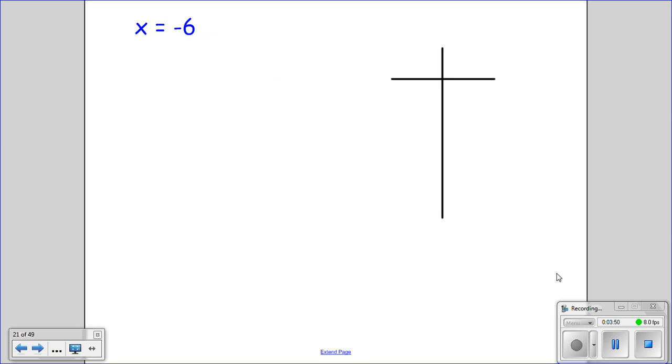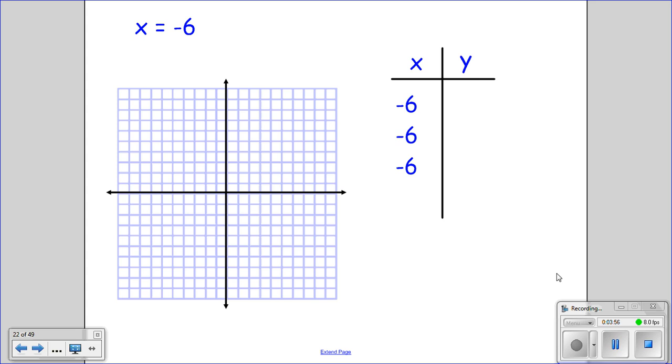Let's graph x equals negative 6. This is a special kind of equation. Notice that x has to be equal to negative 6. There are no y values in that equation. We get to choose any number we want for y. When we plot these 3 points, we have (-6, -2), (-6, 0), and (-6, 2). We draw a line through them, and that is a vertical line. X equals negative 6 is a vertical equation. Any equation that is just x equals a number is a vertical equation.